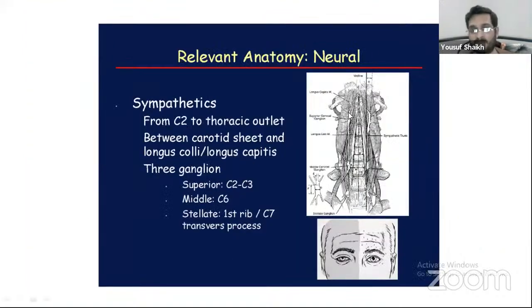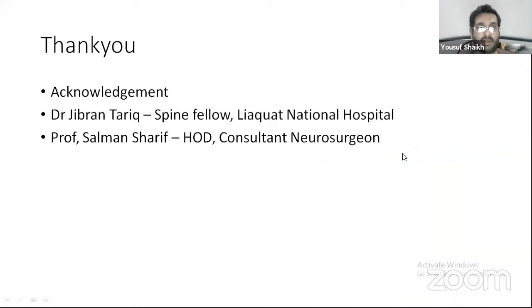And then, as I previously mentioned, these are the sympathetic chain running under the longus colli muscle. We have the ganglia, and injury to this sympathetic chain or ganglia is likely to cause Horner syndrome. So this was probably the last slide. Thank you.